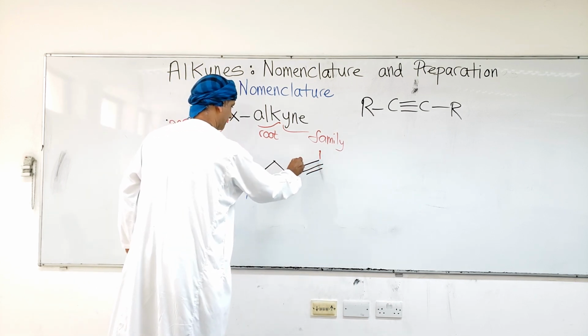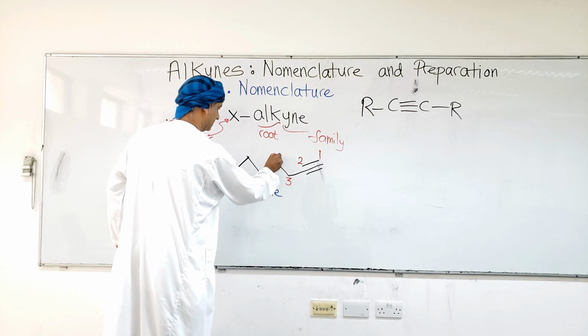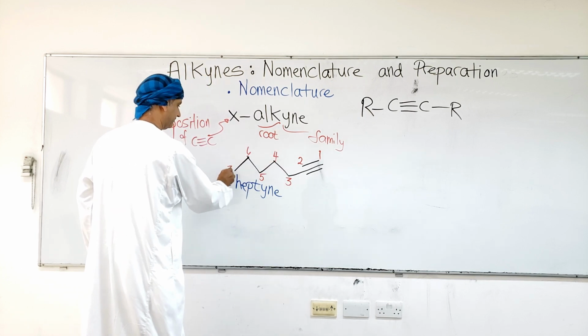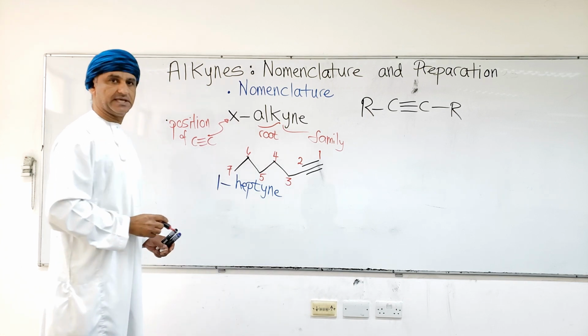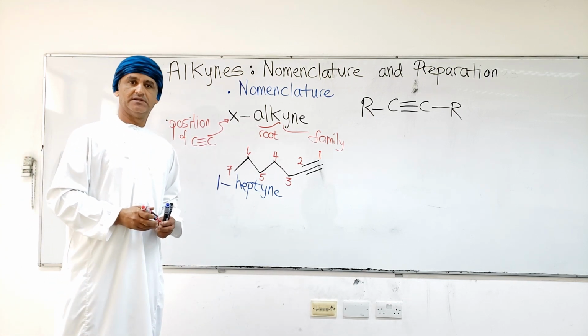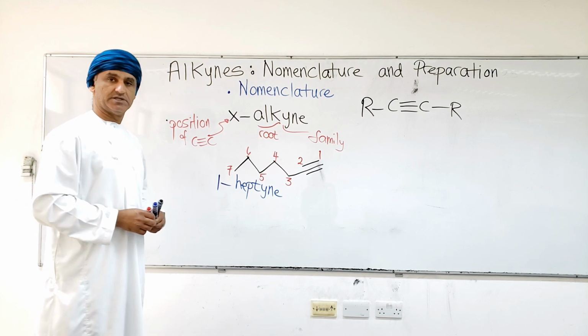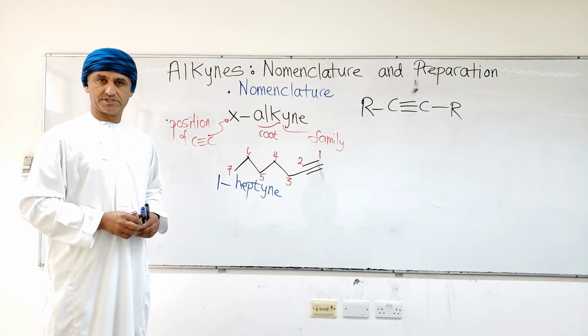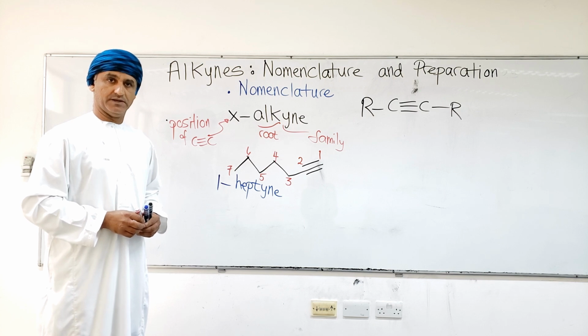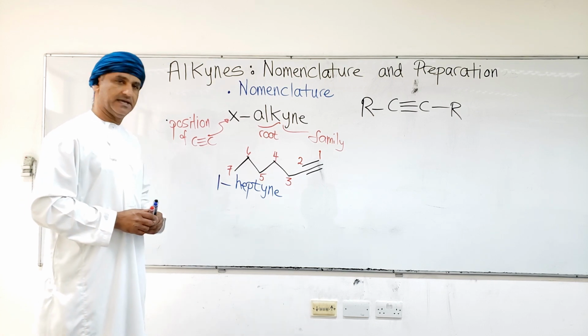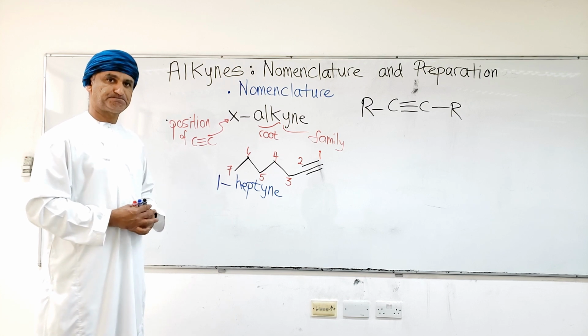We could also put the numbers, 1, 2, 3, 4, 5, 6, 7. So this is an alkyne of 7 carbons, therefore it is heptine. The position of the carbon-carbon triple bond is number 1. So that's why the IUPAC name of this alkyne is 1-heptine.